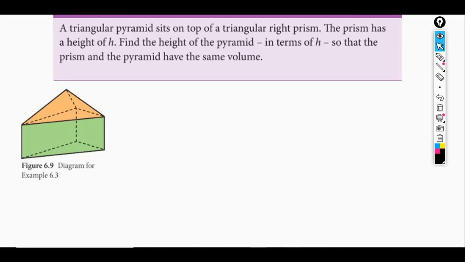So for a prism, we have that the volume of a prism is equal to the area of the base, which is a triangle, times the height.